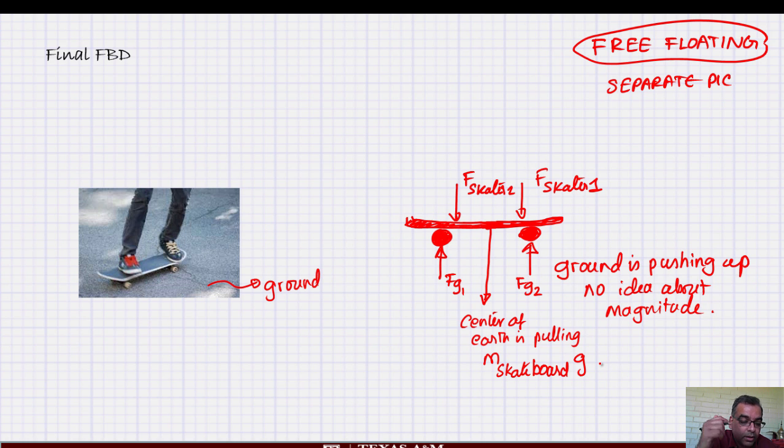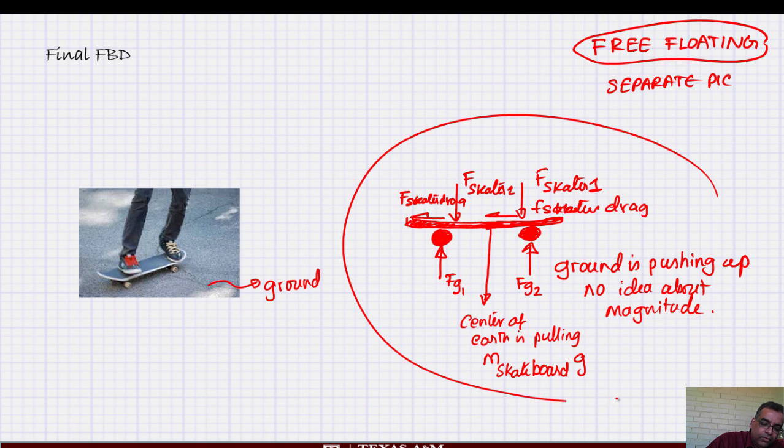No, it's not over because the skater's feet are also dragging on that. We don't know which way. F skater drag. This is the full free body diagram. It's kind of messy. Later we will clean it up, but I just want to show you all the forces.